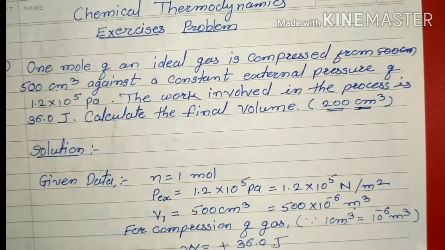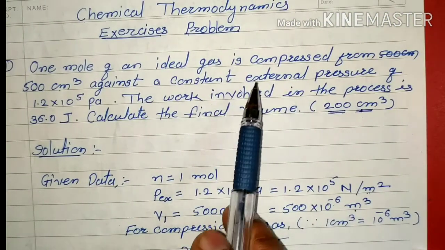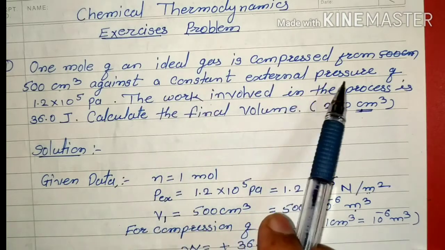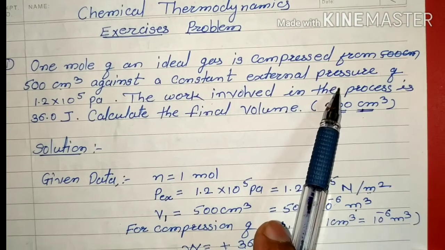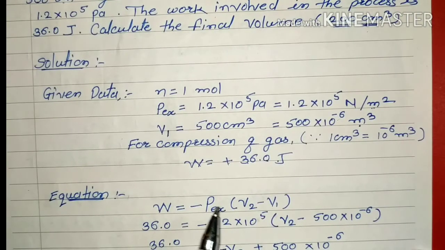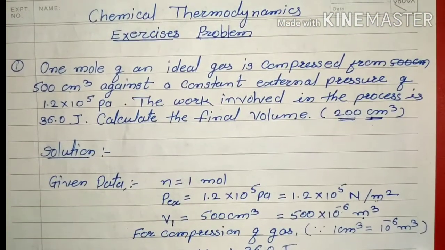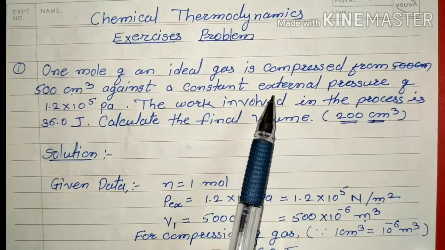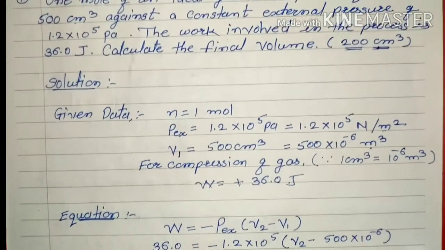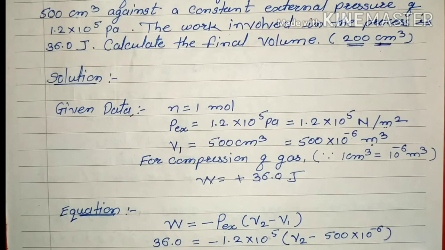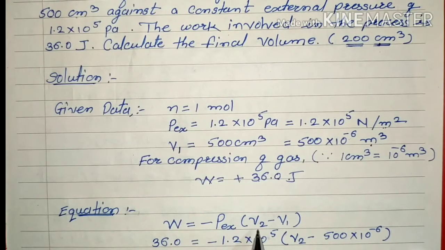The compression is carried out at constant external pressure and at constant temperature. So we have to use the expression W is equal to minus Pex into delta V. If our process of compression is isothermal and reversible, then we have to use the expression W max is equal to minus 2.303 nRT log to the base 10 of V2 upon V1. But here we have to use W is equal to minus Pex into delta V.